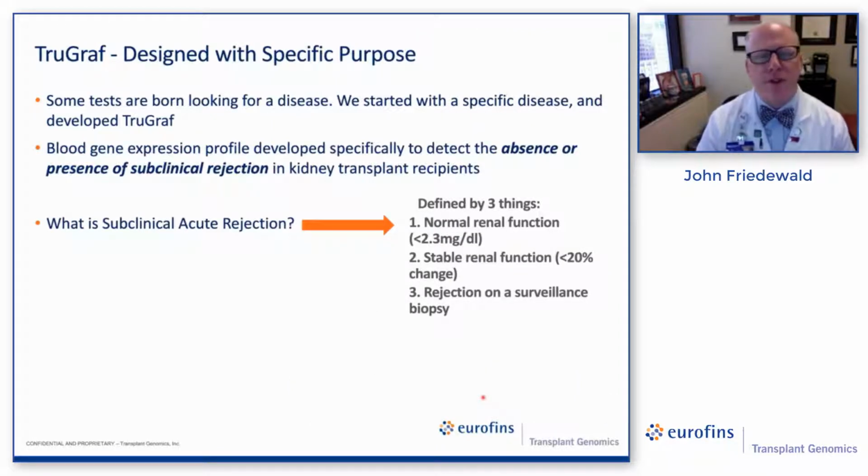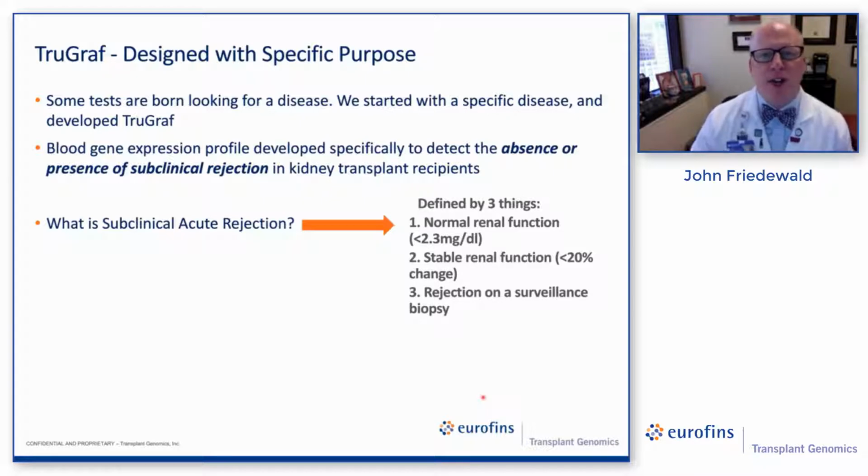So what is TruGraf? TruGraf is a test that was designed with a very specific purpose. Some tests are born looking for a disease, I like to say, and others, we start with a specific disease and develop a test, and that's what we did with the TruGraf test. So TruGraf is a blood gene expression profile test developed very specifically to detect the absence or presence of subclinical rejection in kidney transplant recipients who are otherwise stable.